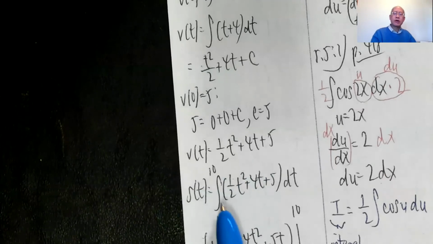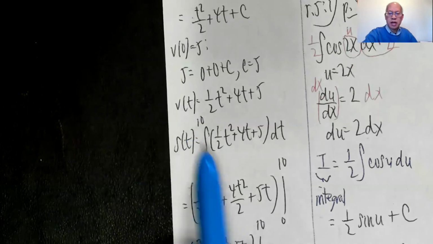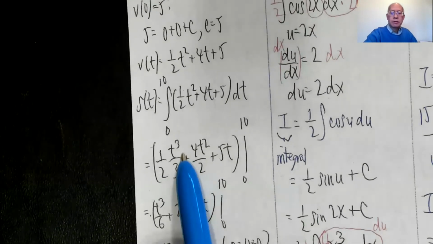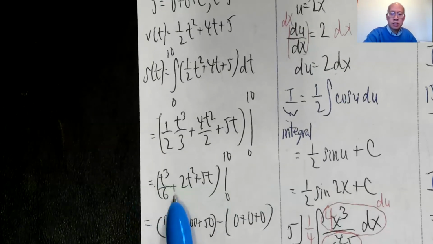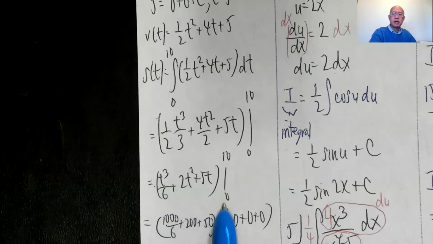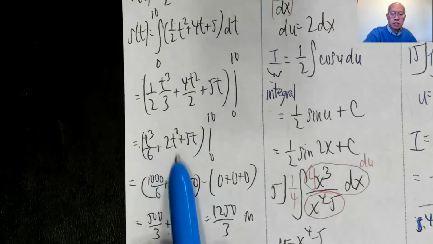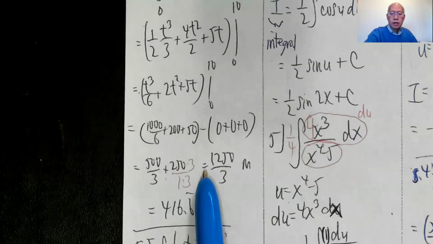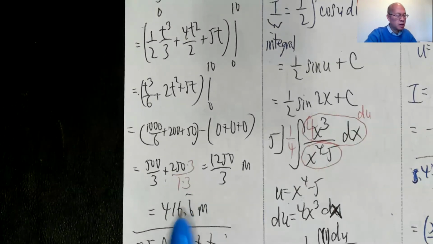And now from that, if I want the total distance, I integrate, they told me to go from 0 to 10. So I integrate from 0 to 10 of 1/2 t squared plus 4t plus 5. So it's 1/2 t cubed over 3 plus 4t squared over 2 plus 5t from 0 to 10. Clean it up: t cubed over 6 plus 2t squared plus 5t from 0 to 10. Plug in 0, you get 0. Plug in 10. 10 cubed is 1,000 over 6 plus 2 times 100 plus 50. Work it all out: 1250 divided by 3 meters, or 416.6 repeating meters. Right, so that was section 5.4.